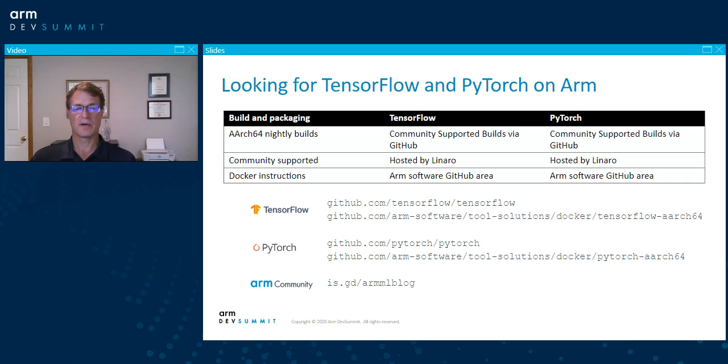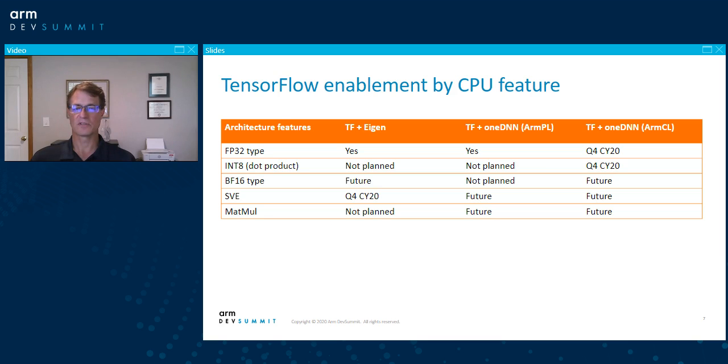And then finally on the bottom, we have a link to a blog in the ARM community. This has more information about the two frameworks and where to find more information. You can go to is.gd/armmlblog and you can find out more information there on how to get started. It'll point you in the direction of the right place in GitHub, as well as where to find images.